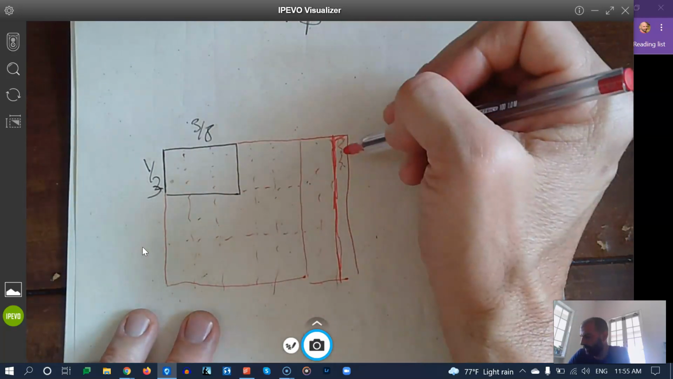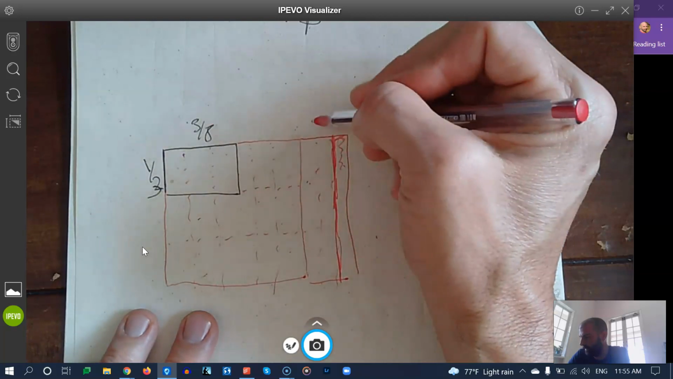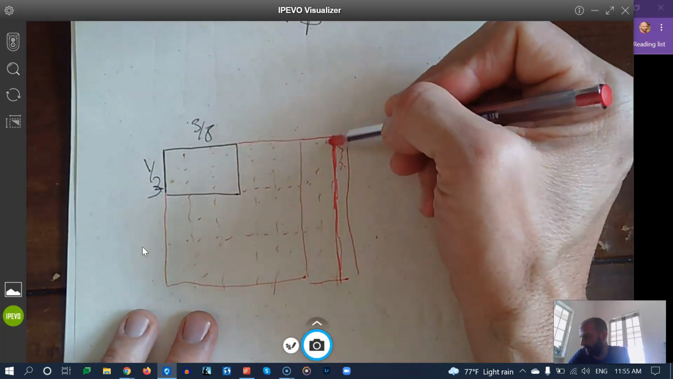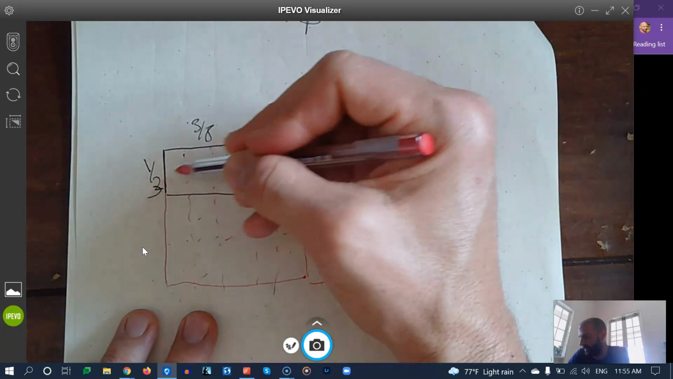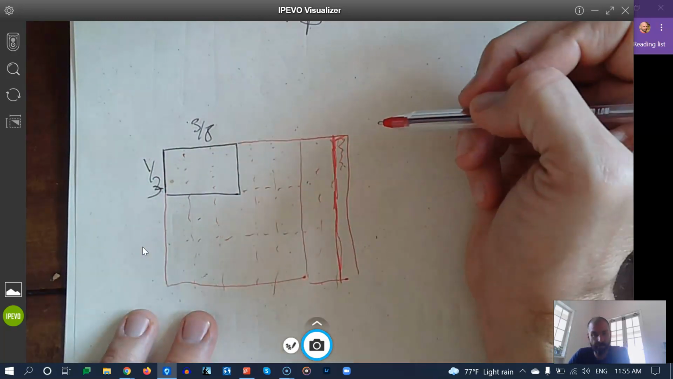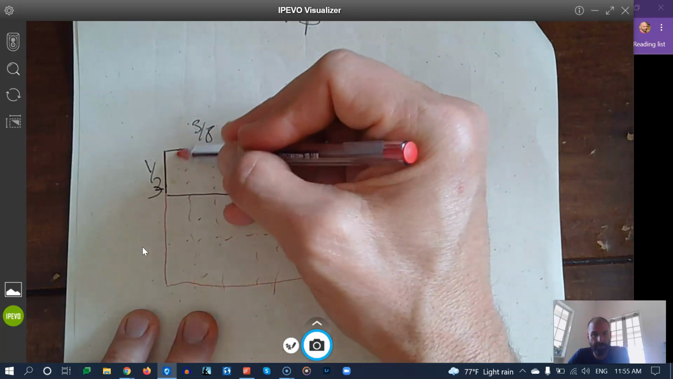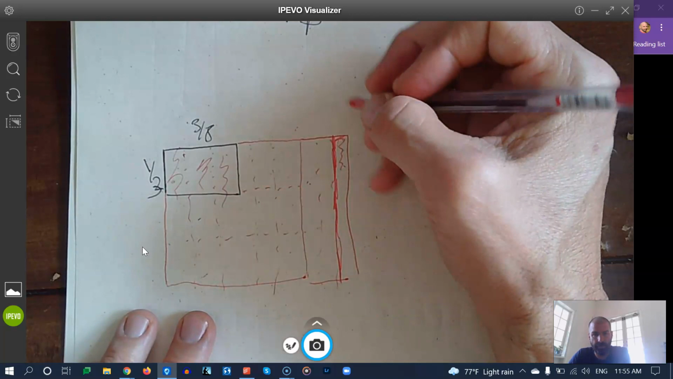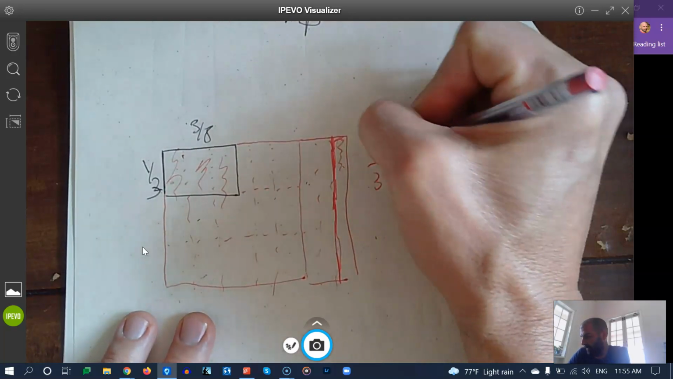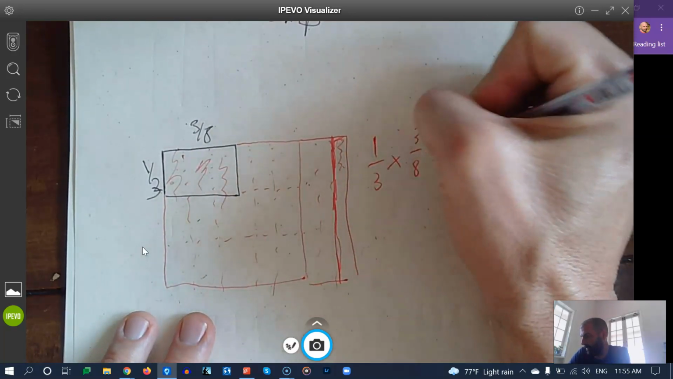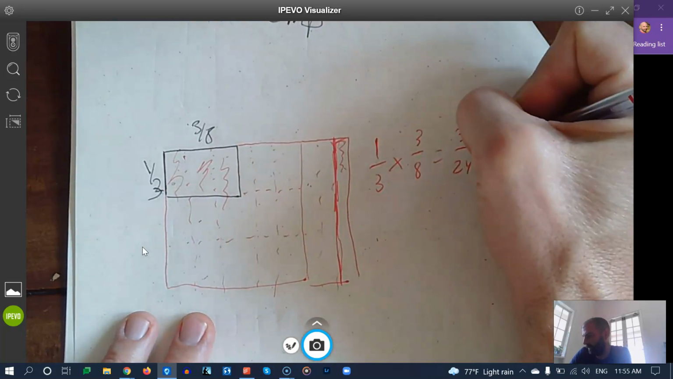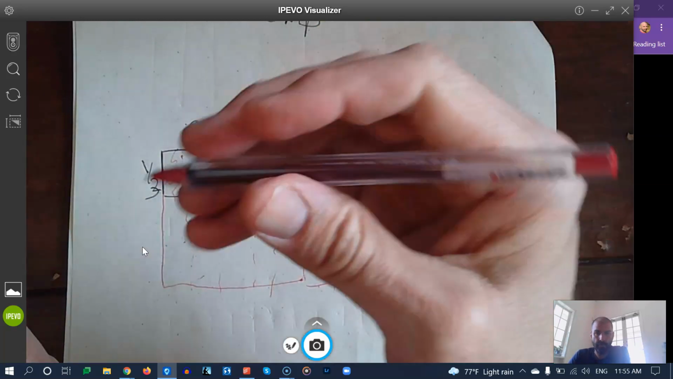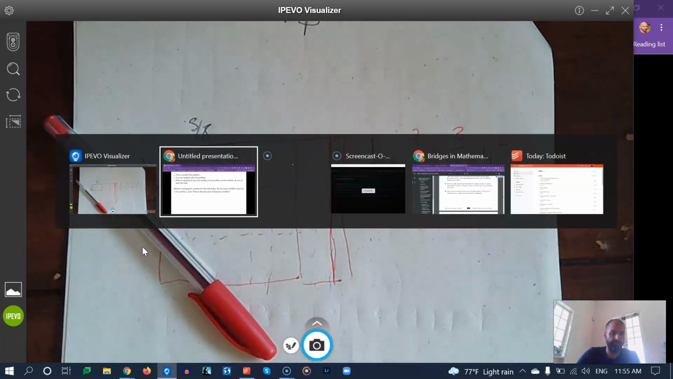All right, so this whole thing is 1. So this is 1, and this is now 1. So looking at all of this area here, I have what this is by 8 and by 3. So that's 24. And then we're just looking at 1, 2, 3 of those. That's 3/24 of a yard. So 1/3 times 3/8 equals 3/24 yards squared. All right, cool. Let's see what the next one is.